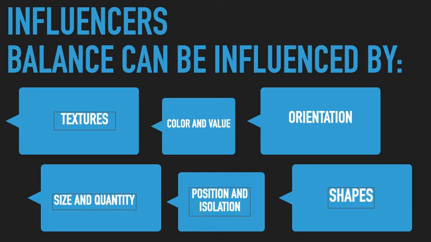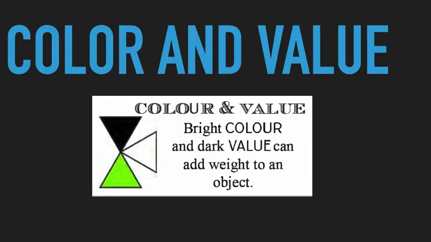Now, you can have influencers in balance, kind of like social media influencers. You've heard the name. Balance can be influenced by textures, color and value, orientation, size and quantity, position and isolation, and shapes. So let's learn a little bit more about that. Let's go to color and value.